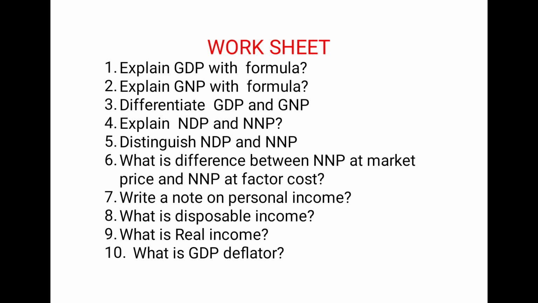Now you have a worksheet. Explain GDP with formula. Explain GNP with formula. Differentiate GNP and GDP. Explain NDP and NNP. Distinguish NDP and NNP. What is the difference between NNP at market price and NNP at factor cost? Write a note on personal income. What is disposable income? What is real income? What is GDP deflator?